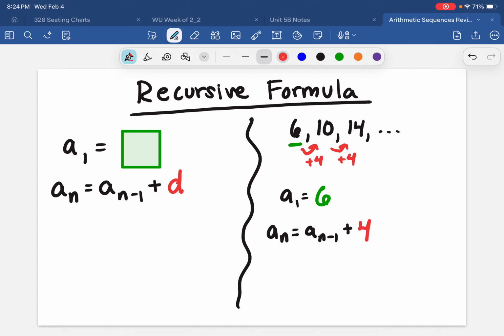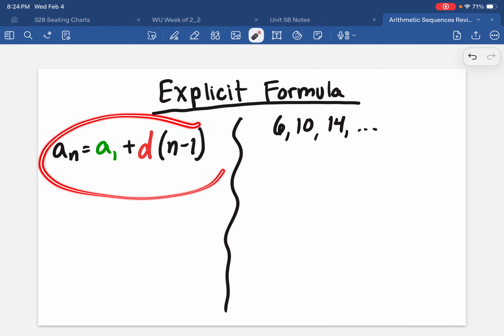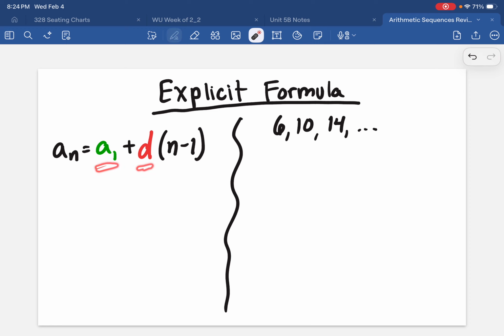The other formula is the explicit formula. So the explicit formula, I've got the general form down here. Again, you are just plugging in the first term and the common difference. We will eventually start simplifying those, but we'll do that next week. For now, we just need to write this general format.